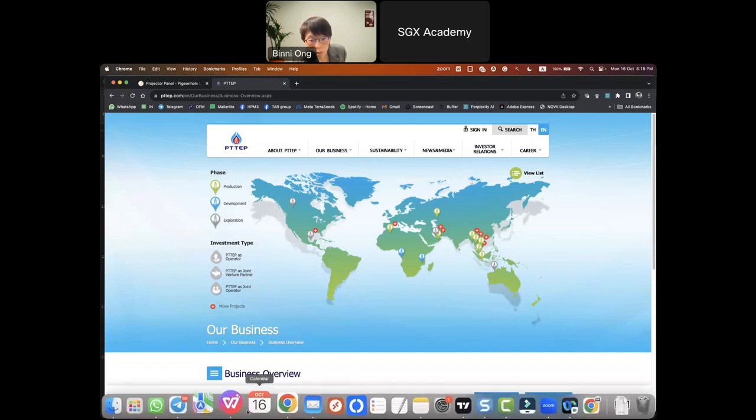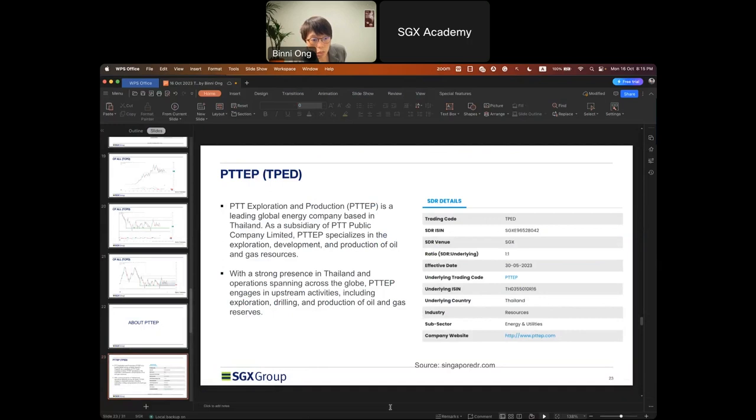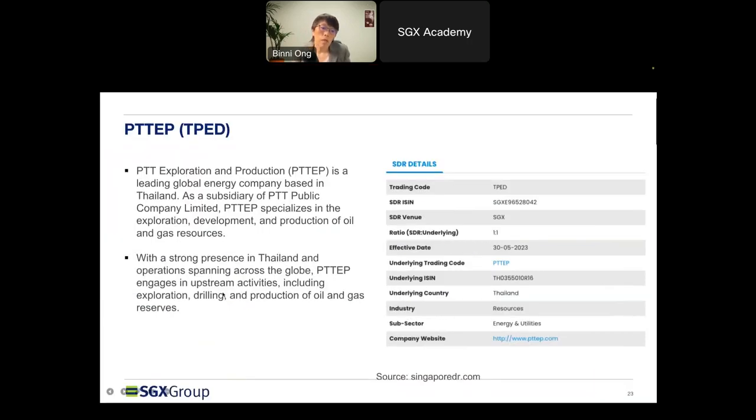Let's take a look into the slides to see what they are doing. They have exploration, drilling, production of oil and gas reserve. And you know that recently the oil has actually been going up. So when you take a look at the price chart of PTTEP, that price chart is very different.